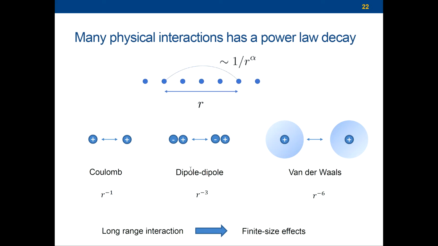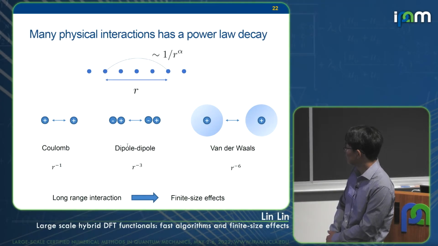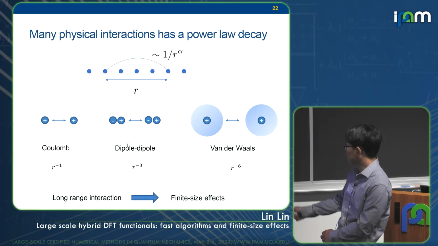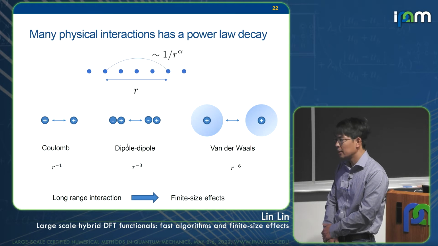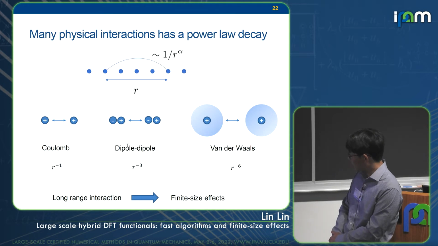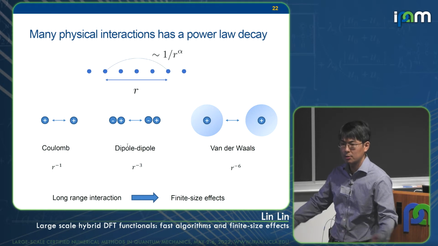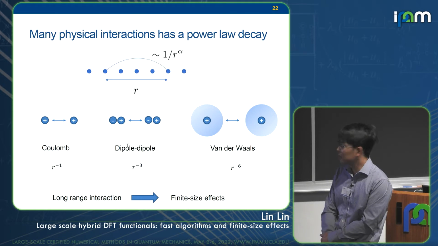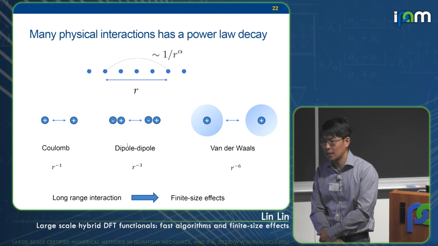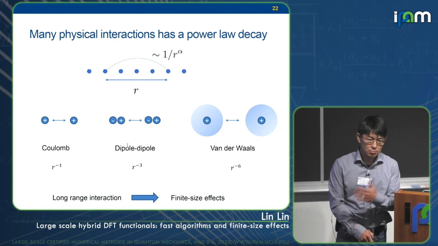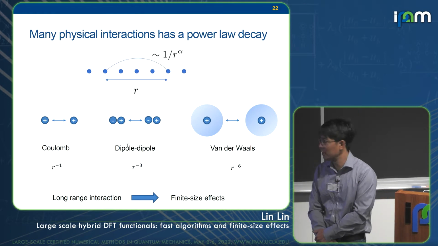If you think about van der Waals, with induced dipoles, permanent dipoles, and so on and so forth, you get this r to the minus 6. And these long-range interactions create a lot of problems when you go beyond molecules and want to study solid-state systems. These are the so-called finite size effects, or the error when you approach the thermodynamic limit.